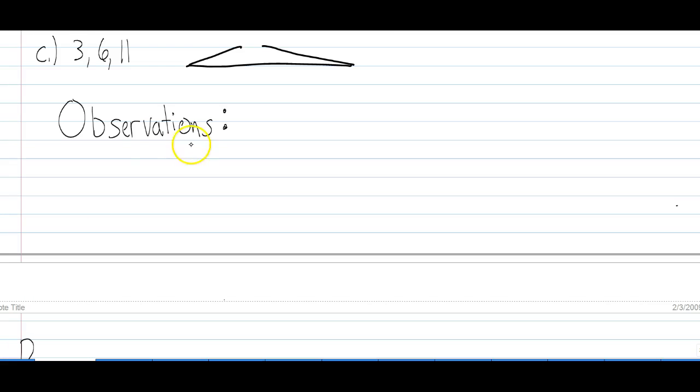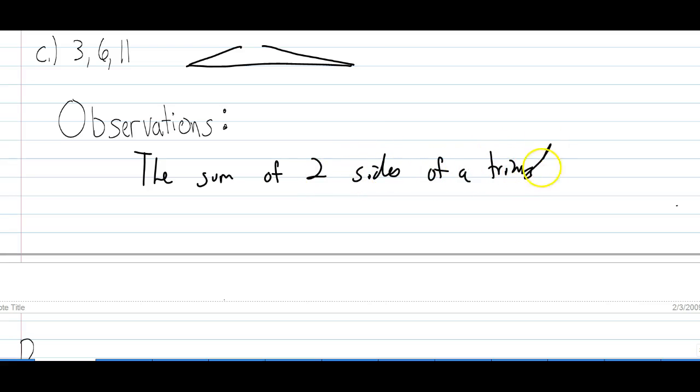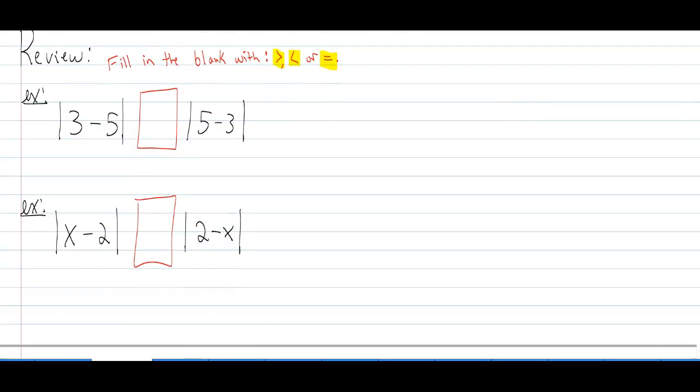So what I would say is that the sum of two sides of a triangle is greater than the third side. That always has to be true. They can't be equal to the third side. Whichever two sides you pick, and normally we're going to pick the two smallest sides just for the sake of comparison, added together, they're going to have to be bigger than that third side all by itself.